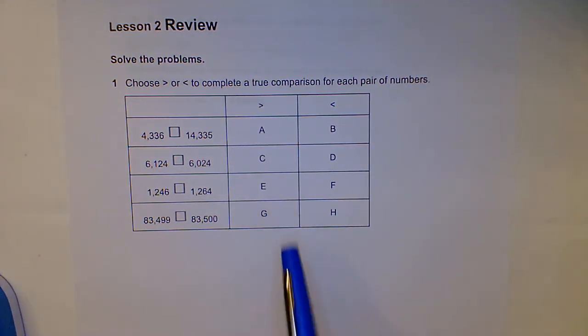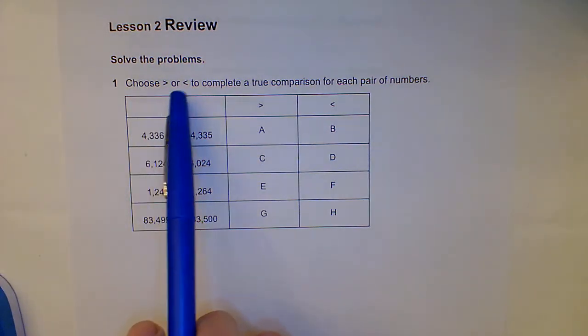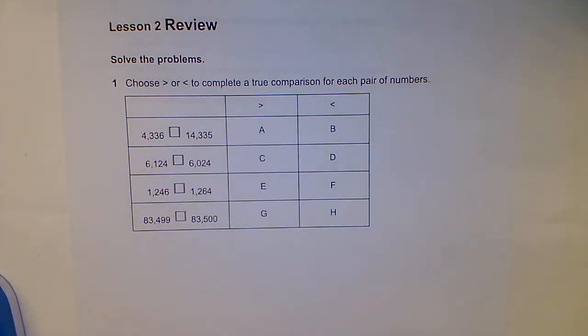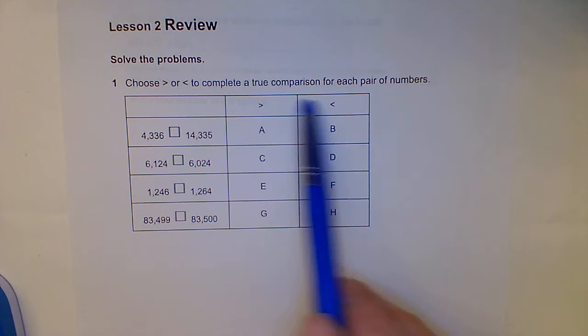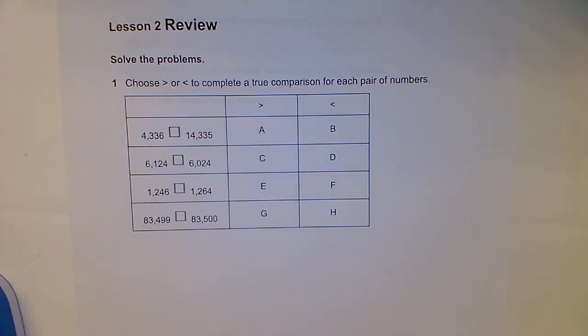So, in this problem it says choose greater than or less than to complete a true comparison for each pair of numbers. And I'm going to explain these letters in a second because I know a few of you asked me about them and I said not to stress over it, we'd go over it in class.